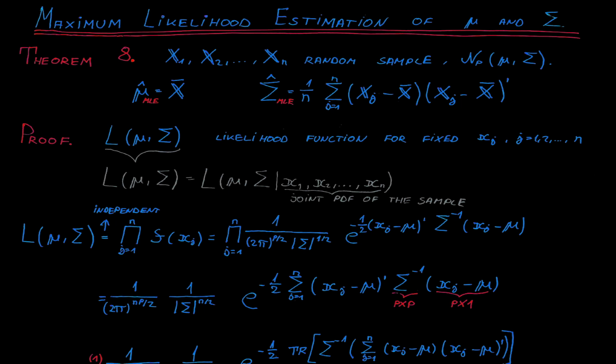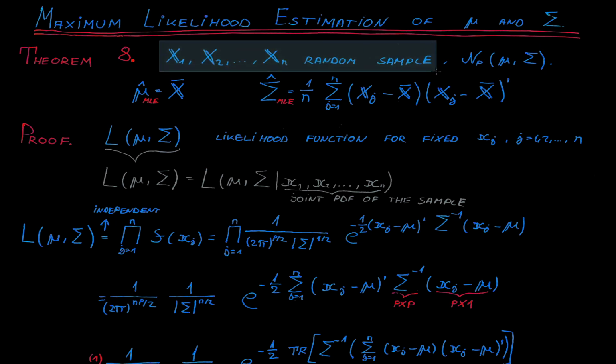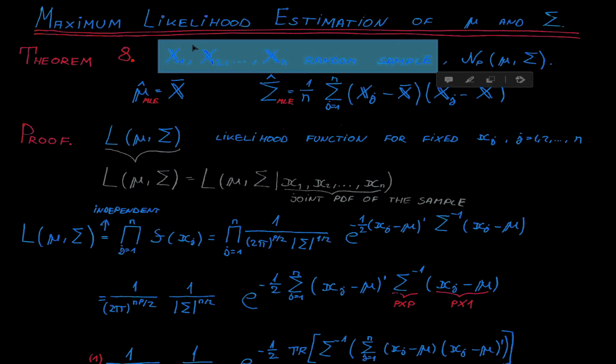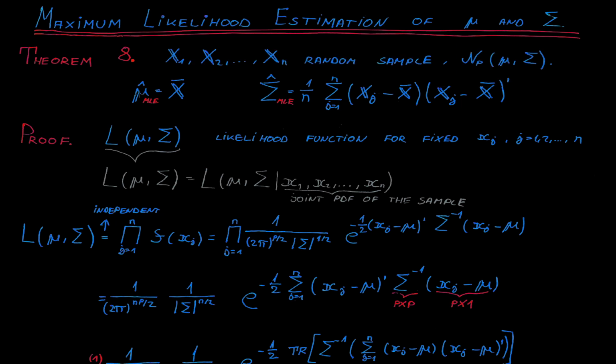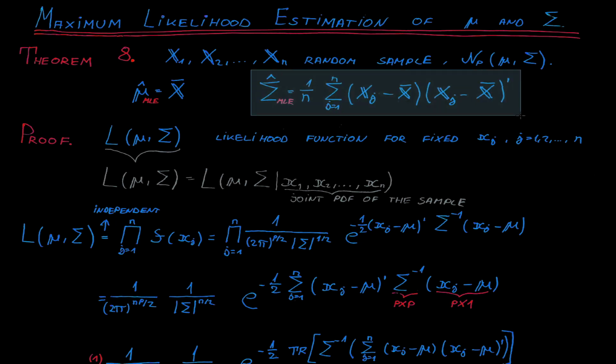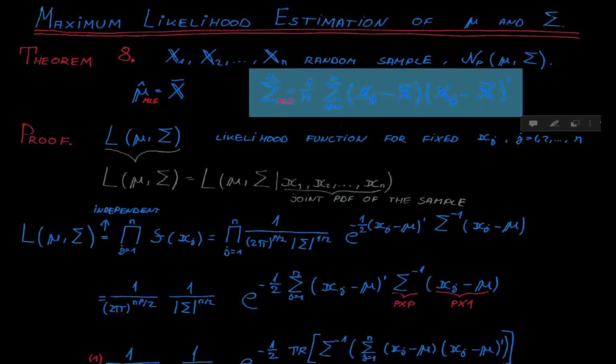Hello! Last lecture we talked about random samples. Now we will assume that the random sample comes from a multivariate normal distribution with two parameters, that is our mean vector and our covariance matrix. And we will show that under this assumption, then we can obtain maximum likelihood estimators. So the maximum likelihood estimator for the mean and the maximum likelihood estimator for the covariance matrix.